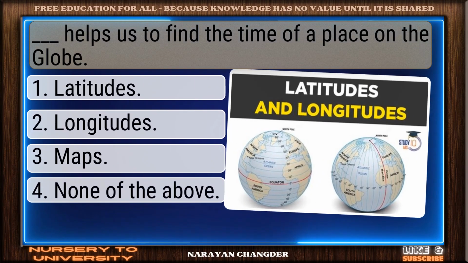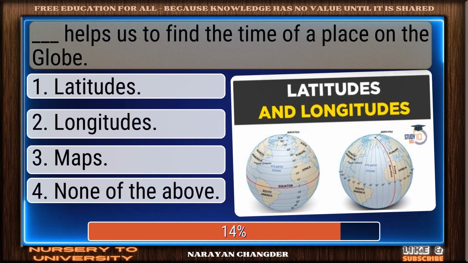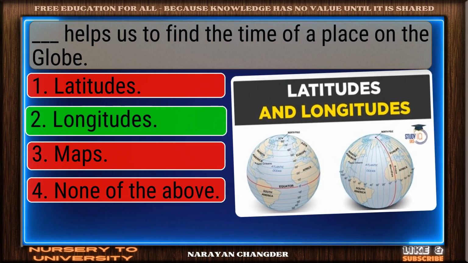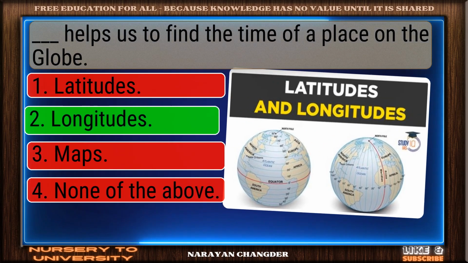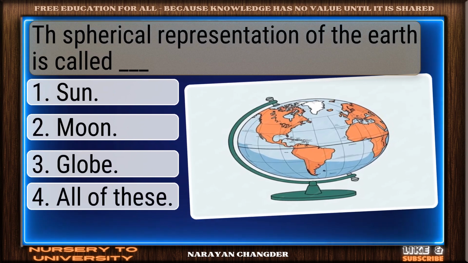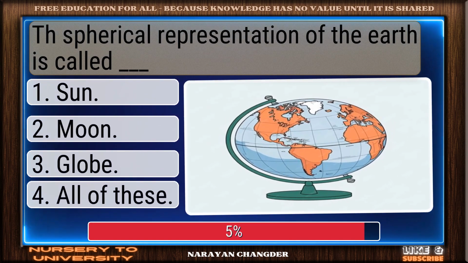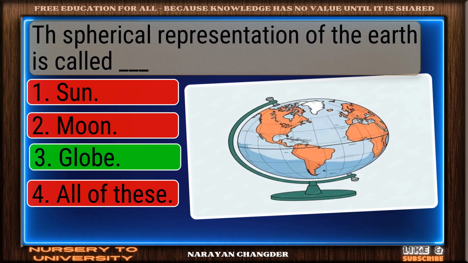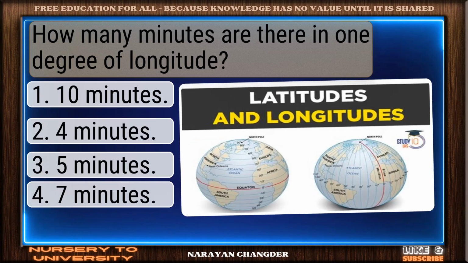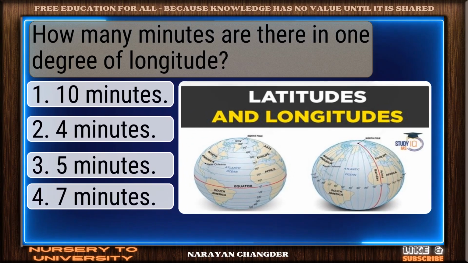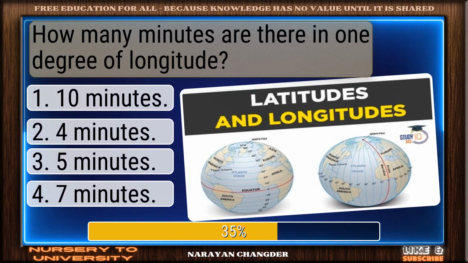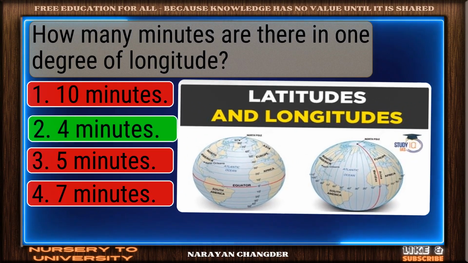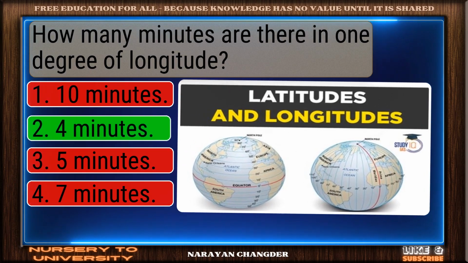Dash helps us to find the time of a place on the globe. Smart move. Longitudes is an accurate answer. The spherical representation of the Earth is called dash. Excellent choice. Globe is the right answer. How many minutes are there in 1 degree of longitude? Right choice. 4 minutes is the best answer.